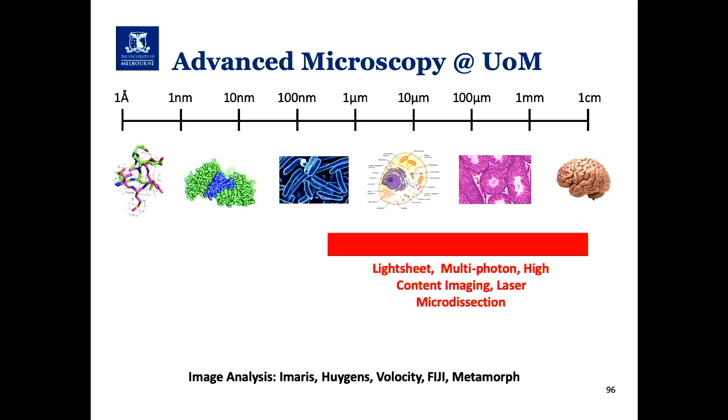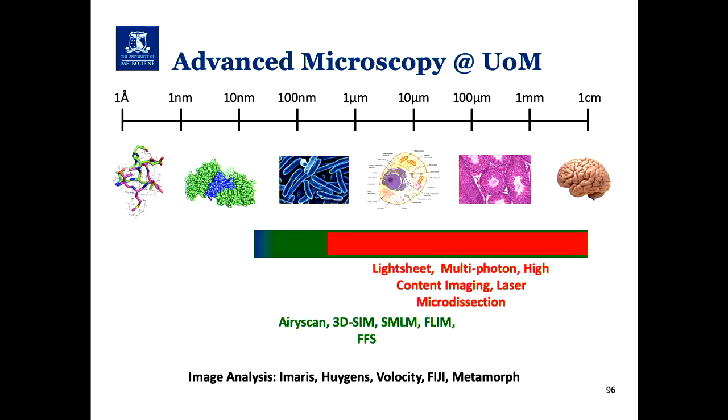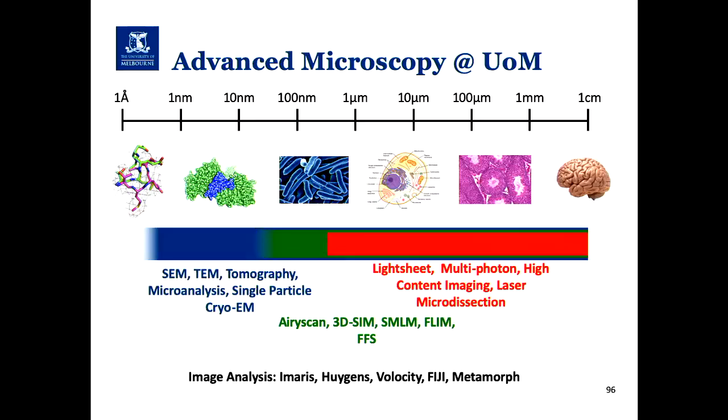Just to go back over what we've covered in this section. If you're looking at macro imaging, then we can use the light sheet, the multiphoton, the high content imaging, or laser microdissection. If you're looking at subcellular, then we can go to super resolution or some of the confocal techniques, so Airyscan, 3D SIM, single molecule, fluorescence lifetime imaging, or things like fluorescence fluctuation spectroscopy. You remember all those F experiments. If you want to go beyond that, then you need to go to scanning or transmission electron microscopy, tomography, microanalysis, single particle cryo-EM is the buzz technique at the moment in EM.